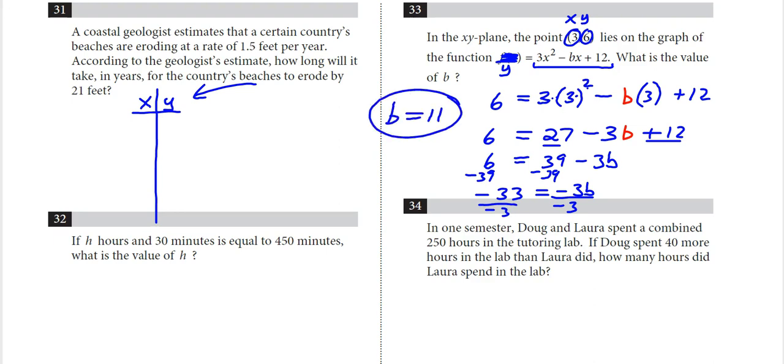So that'd be my final answer. So basically, this was huge. Knowing that a point lives on a line, anytime I see that, I know I can substitute it in, and it has to be true. It has to make the equation work.